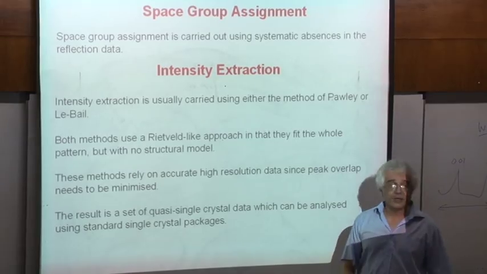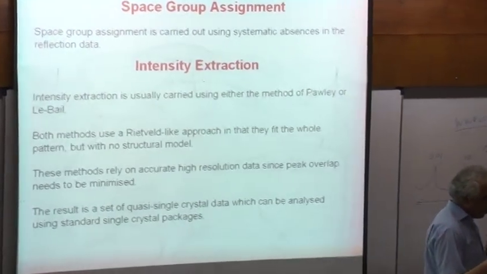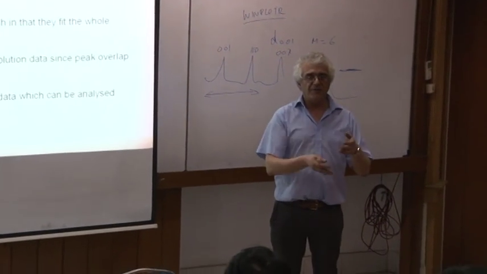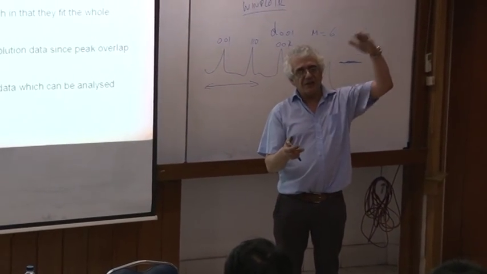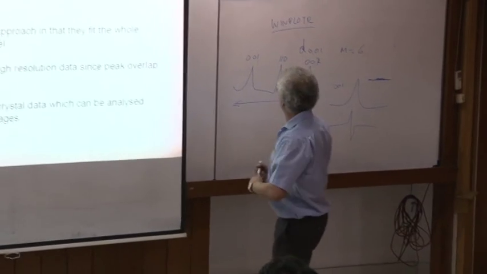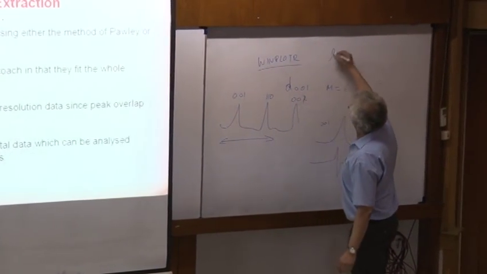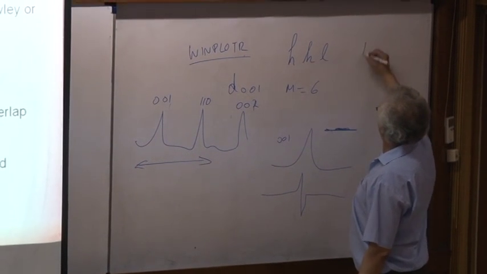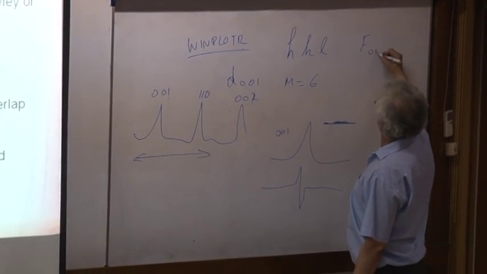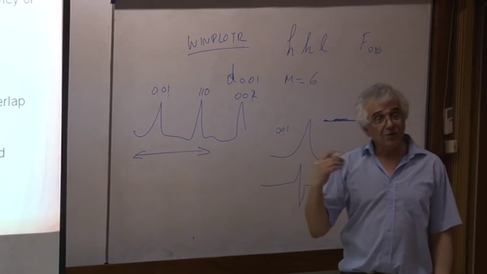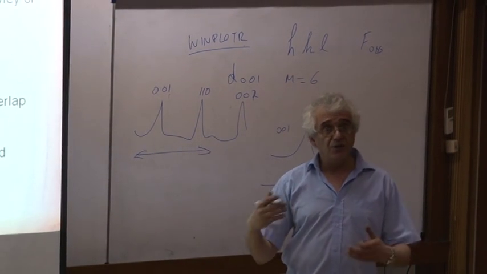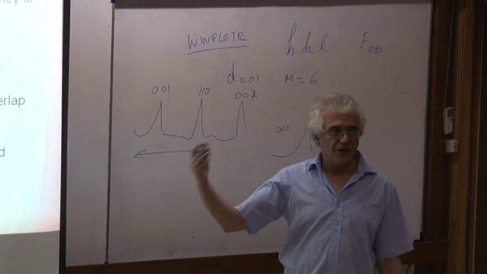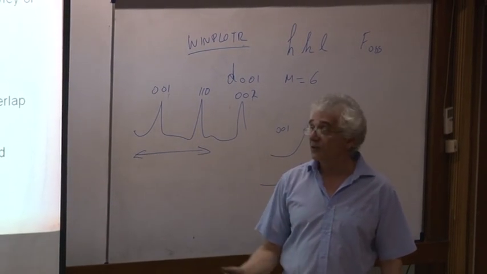And what you get out is a set of quasi single crystal data. So what they do is they divide everything by the multiplicity. You get a set of numbers that are basically HKL and let's say F obs, or F obs squared, and using that you can try and solve the structure using single crystal methods.